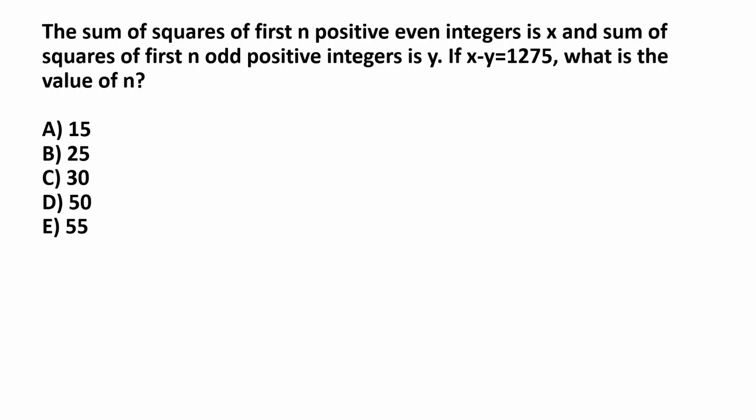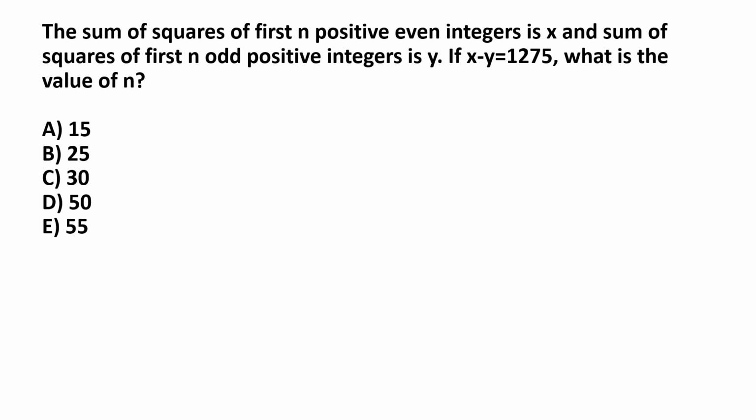The sum of squares of first n positive even integers is x, and the sum of squares of first n positive odd integers is y. If x minus y equals 1275, what is the value of n?